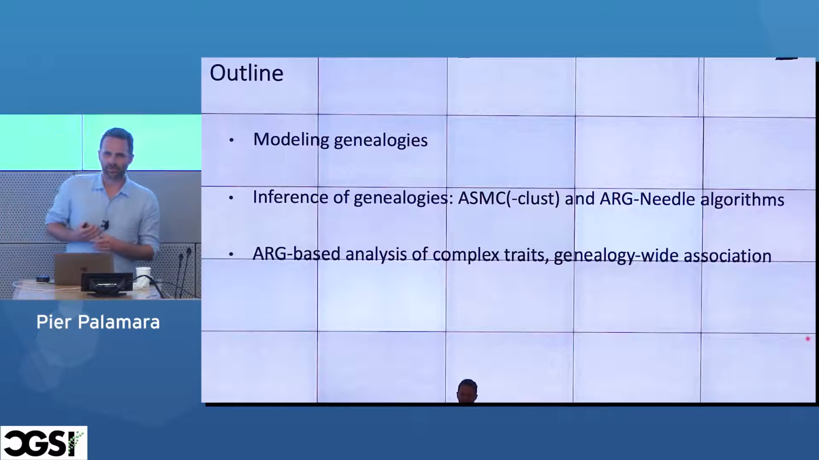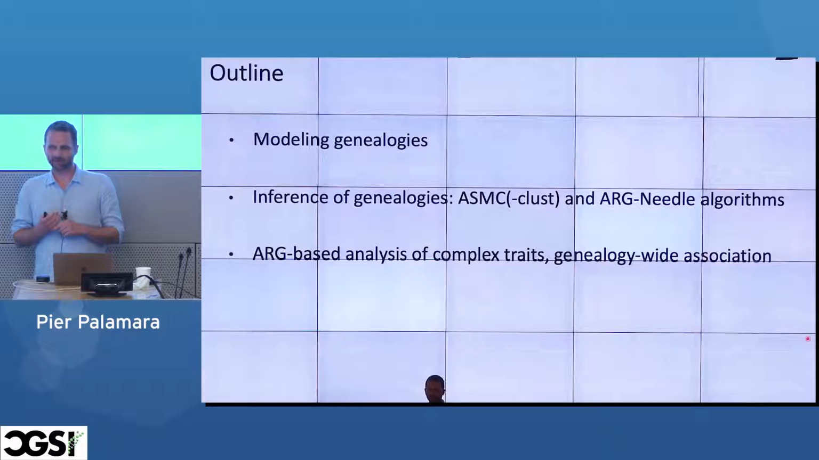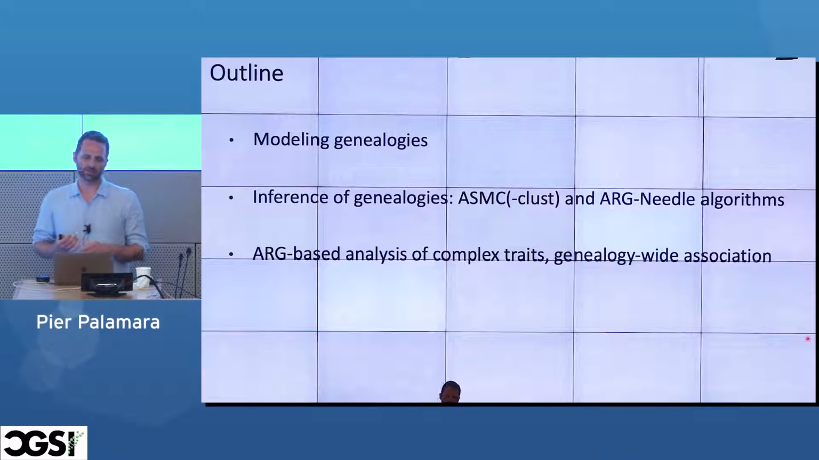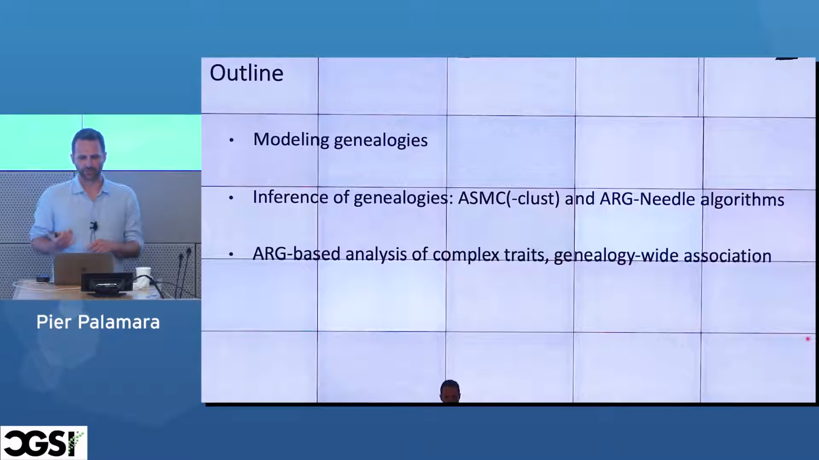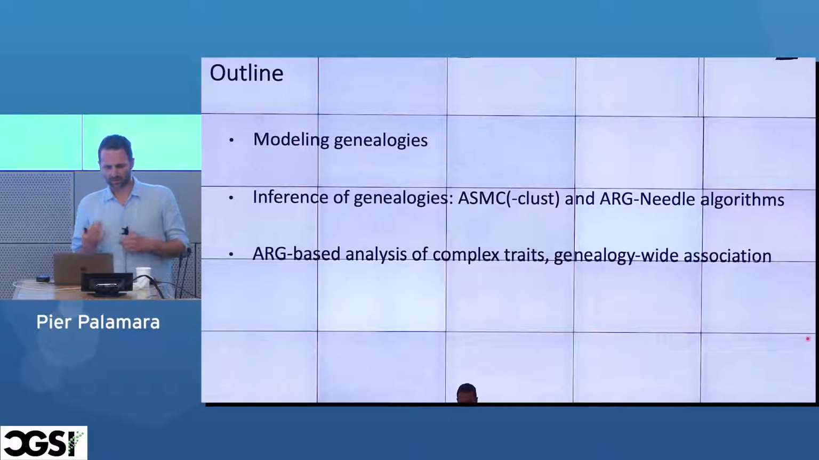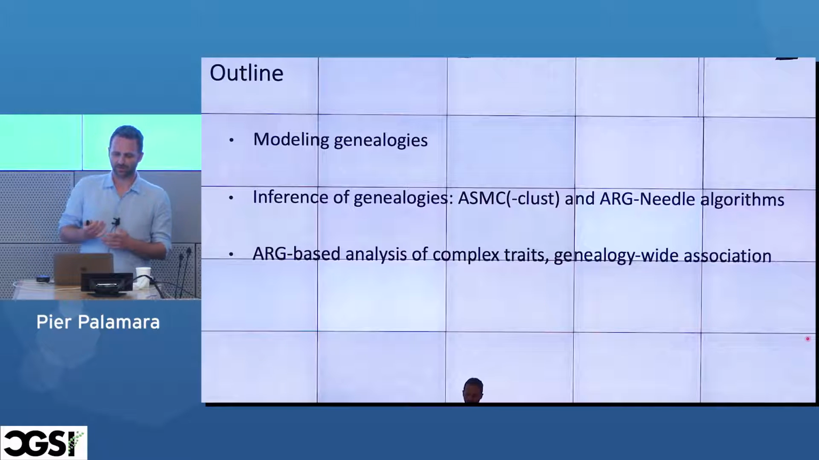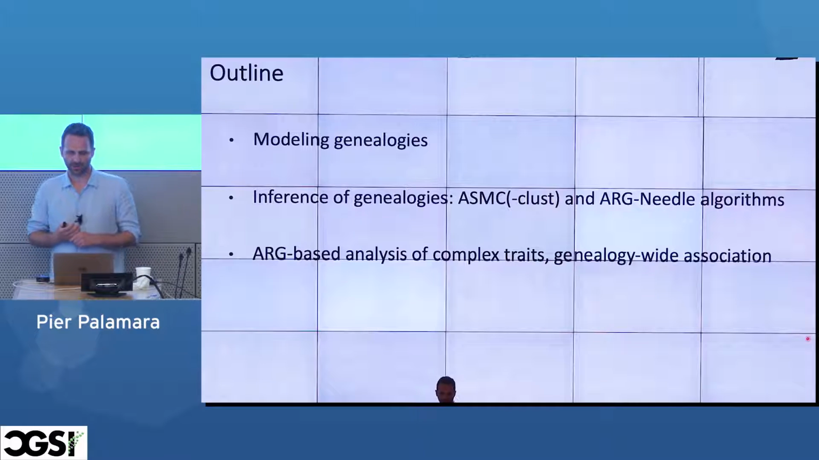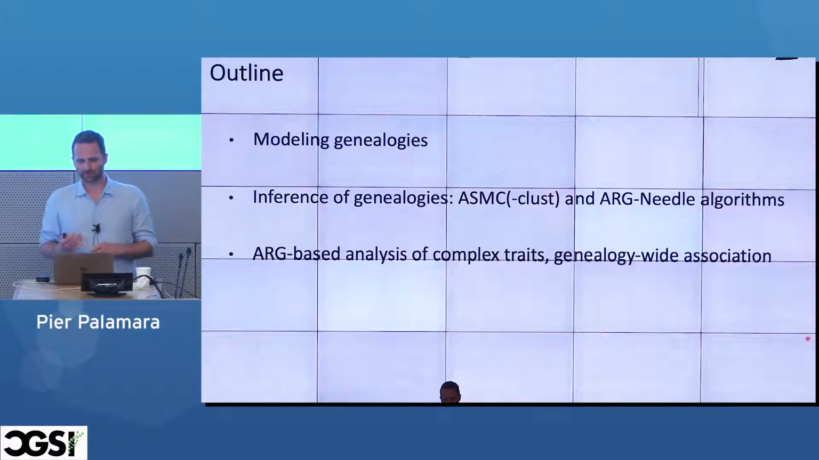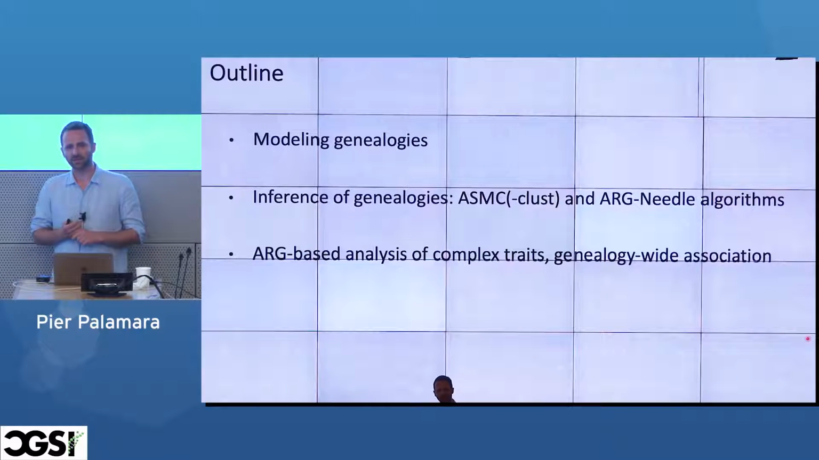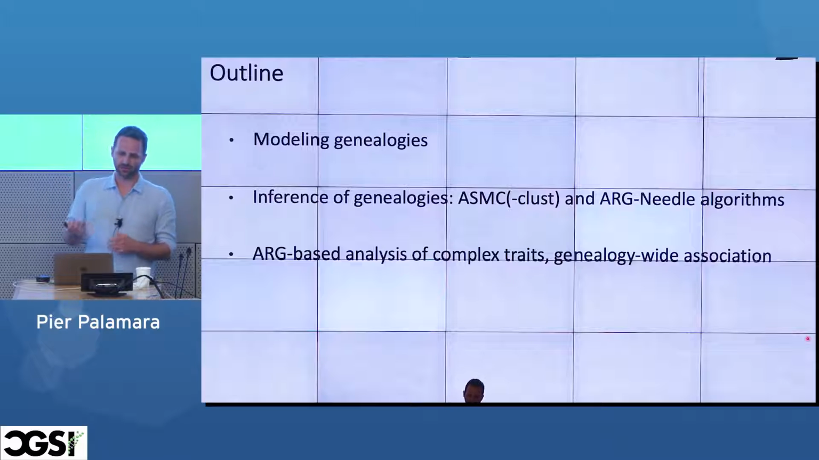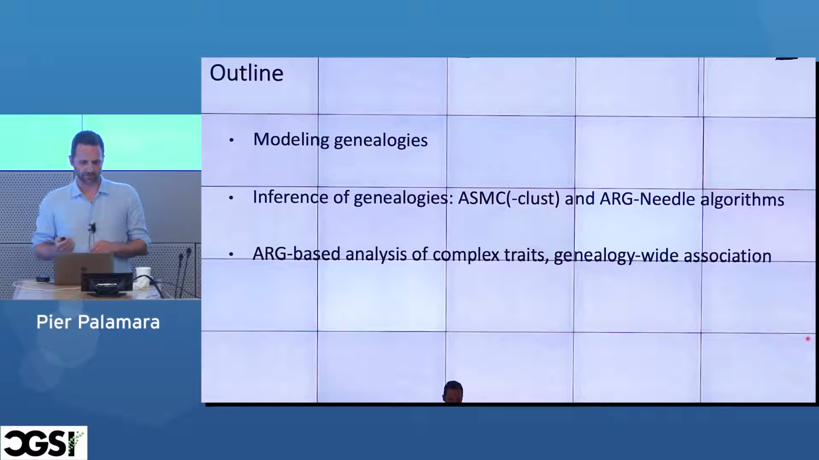And a bit more in detail, this is the outline. So I'm going to tell you about modeling of genealogies, what I mean by genealogy, and the stochastic processes that we use also to do inference later on. Then I'll tell you about algorithms that we've been developing called ASMC and an extension called the ASMC class, and our needle, two algorithms that we developed. And then finally, ways to analyze these inferred genealogies for things like GWAS, so complex trait analysis.